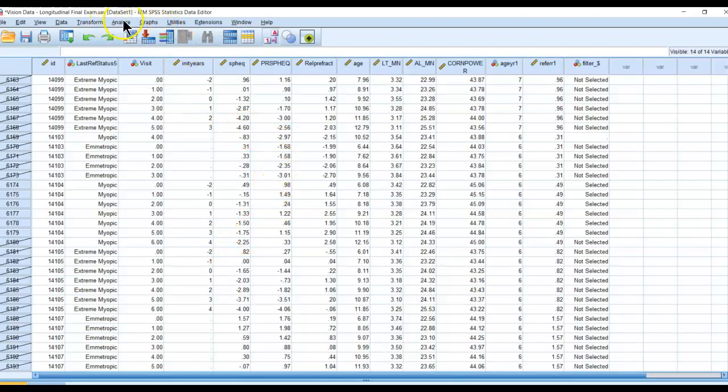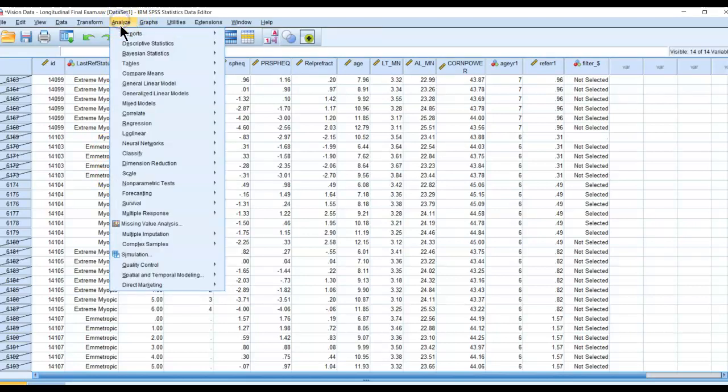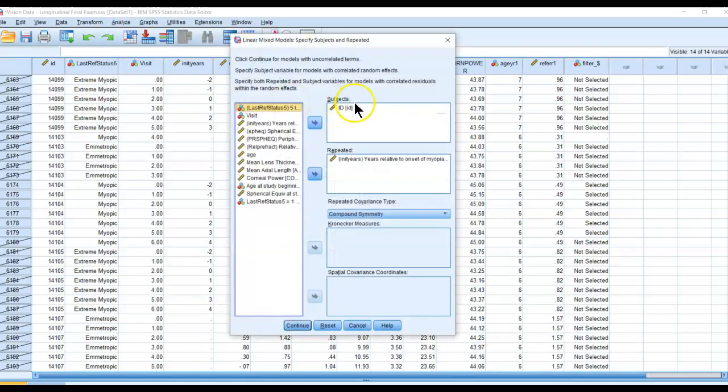Okay, we want to look at the one-way ANOVA with repeated measures, and that's with init years. So we go to a mixed model linear. ID is the subject number, so it's within subjects. It's repeated measures. So we have to identify what it's within, and so we move the ID over there. Init years is what's repeated.